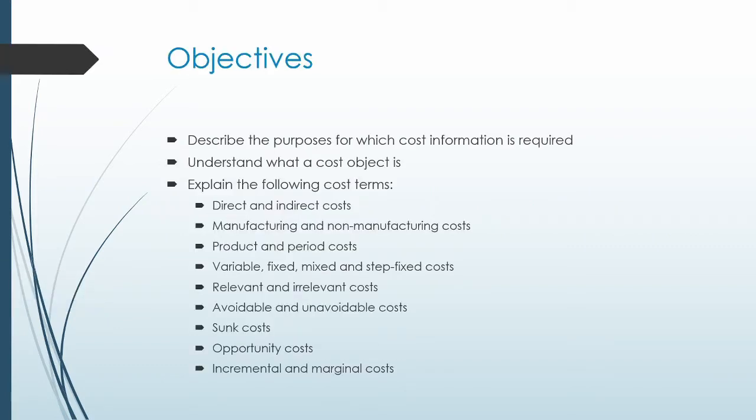Our objectives for this video are firstly to remind ourselves why all this cost information is required in the first place. We will then understand the idea of a cost object. Once these two ideas are fully understood, we will then start looking into the various cost terms. As you can see, we have 18 terms that we need to familiarize ourselves with if we intend to be successful management accountants. Now that is a lot of cost terms, and there are probably even more, but your understanding will come with practice.